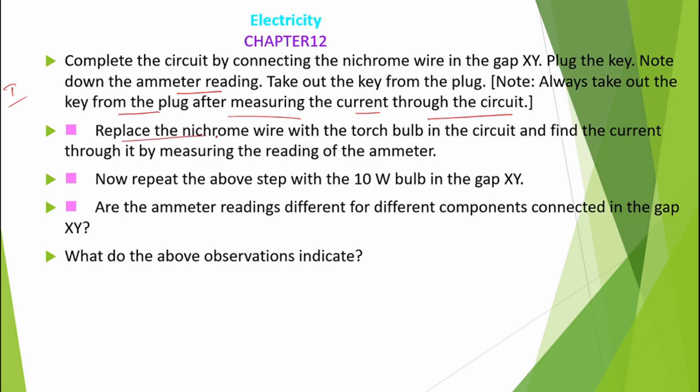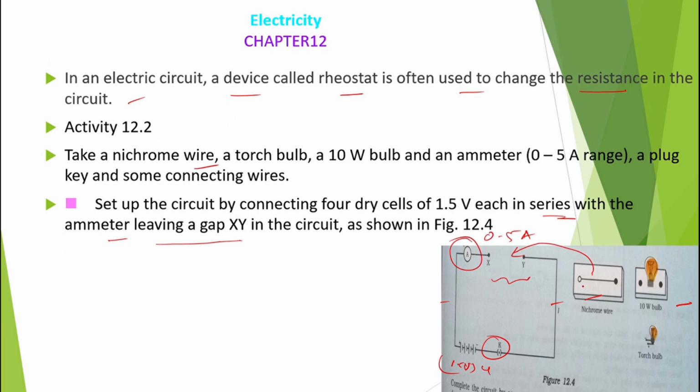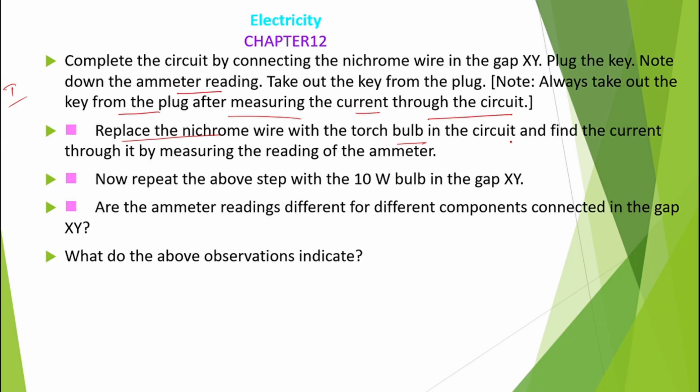Now replace the nichrome wire with the torch bulb. Here what you have to do? Take this nichrome wire from here. Again you put the 10-watt bulb. Now again measure the ammeter reading, that means I. Now repeat the above step with the 10-watt bulb in the gap.